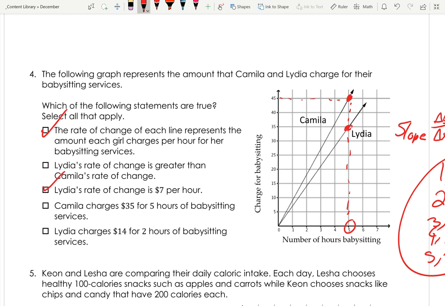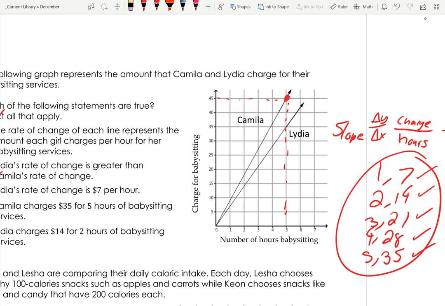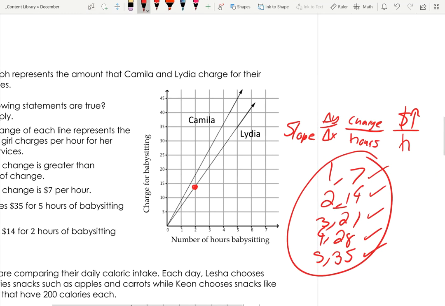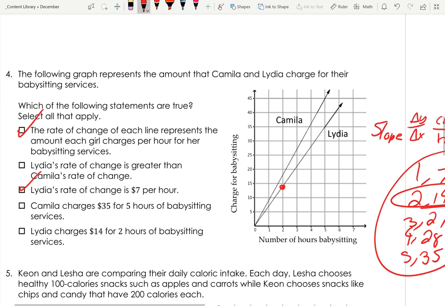And then the last one, Lydia charges $14 for 2 hours of babysitting. Well, we've already talked about this on Lydia's graph. We can kind of see Lydia 2 hours, $14. That's about right. We've already kind of talked about that with these points. If she charges $7 per hour, which we already know she charges $7 per hour, then for 2 hours she would charge 14. So that is true. We've already kind of confirmed that.